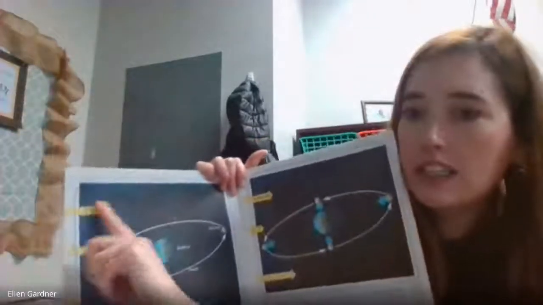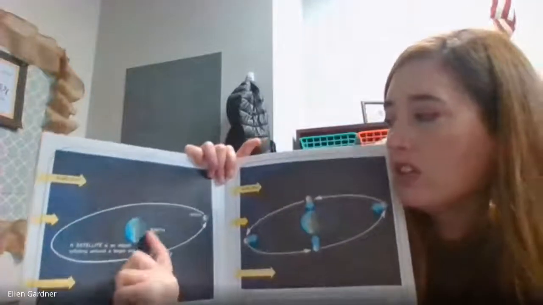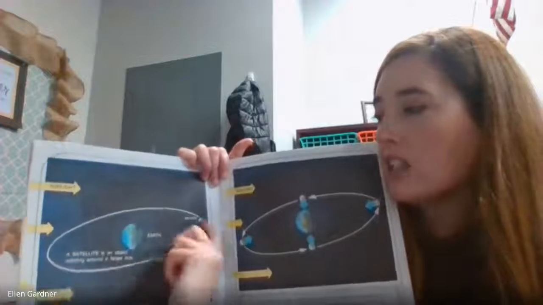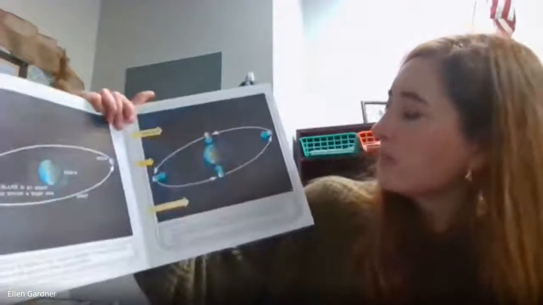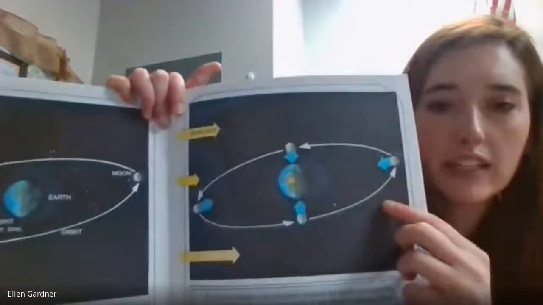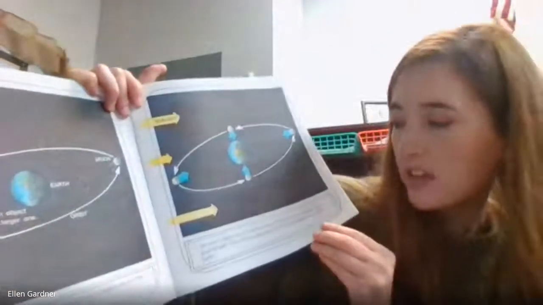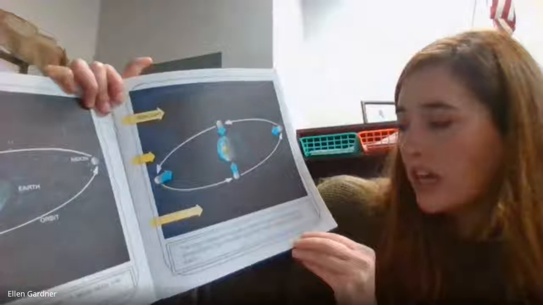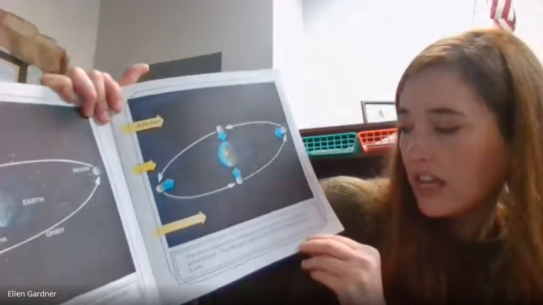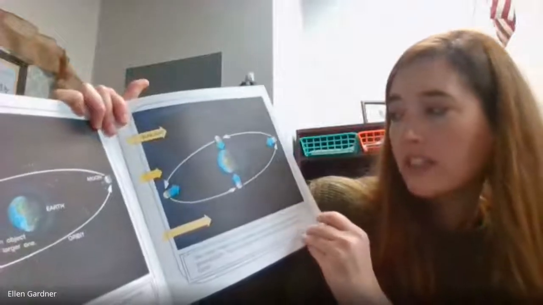So here's sunlight coming in to the Earth, and there's the moon. It says a satellite is an object orbiting around another one. This is the sunlight coming in. It shows the phases of the moon that we were just talking about. The moon makes one complete rotation for each complete trip around Earth. Thus, the same side of the moon is always facing Earth.